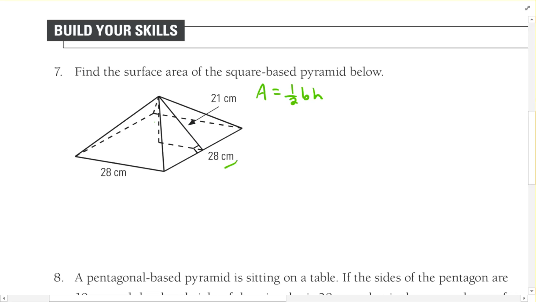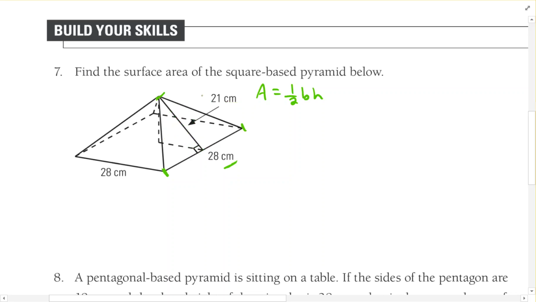So we have the base of 28, right? The base from there to there. And the height in this case is 21 centimeters. This is called the slant height on a pyramid. And that's just the distance along the face of it. So it's not the distance up and down, which we're going to be doing a bit later when we look at volume and stuff. But it's the distance along the face. So we have everything we need. That is the height of our triangle that we're trying to find the surface area of.